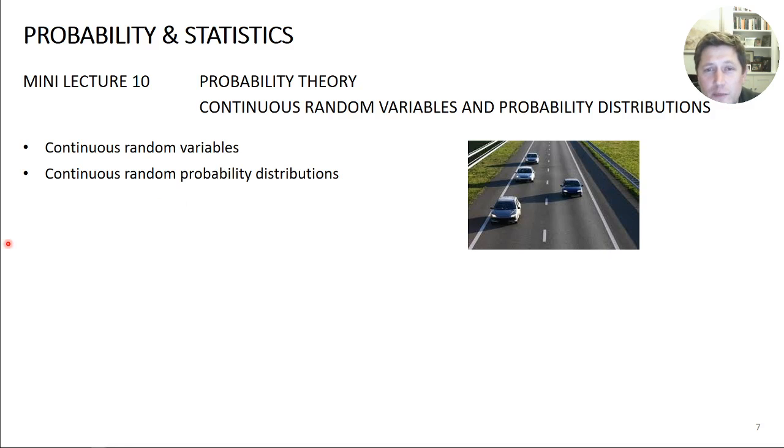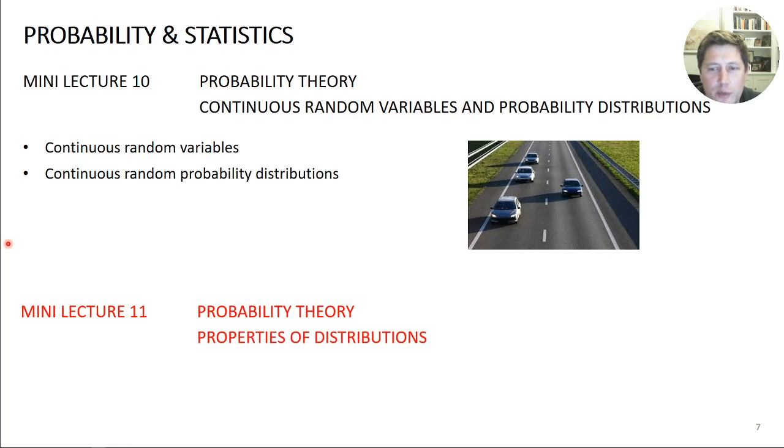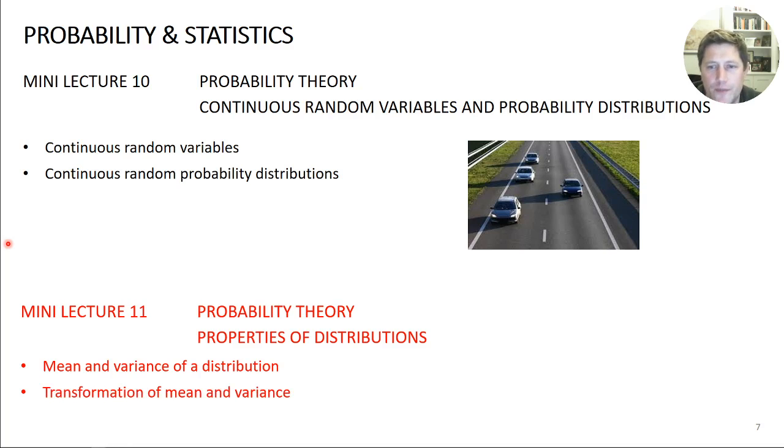That concludes this mini lecture. We've looked at continuous random variables, and we've looked at continuous random probability distributions and how to do some simple tasks with them. The next lecture is going to look at the properties of these distributions in more detail. For example, how we calculate the mean and variance of a distribution, and how we can transform the mean and variance. Thank you very much.